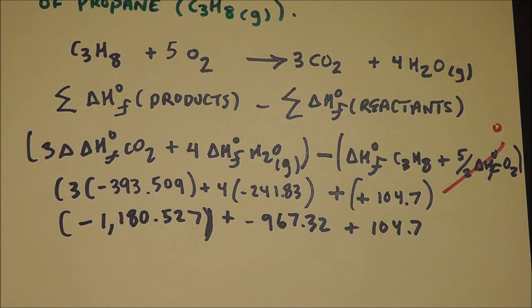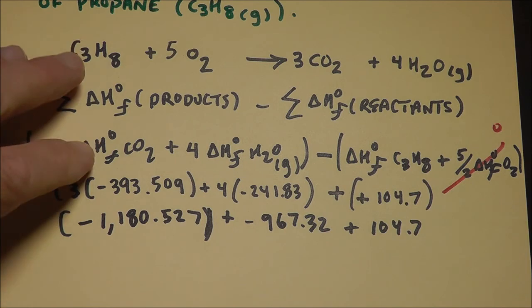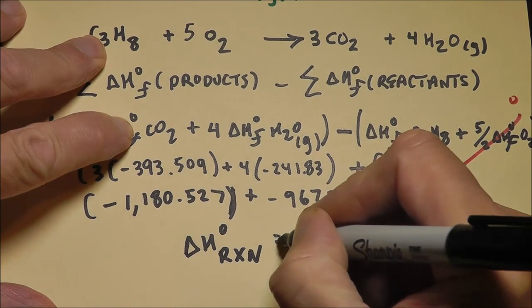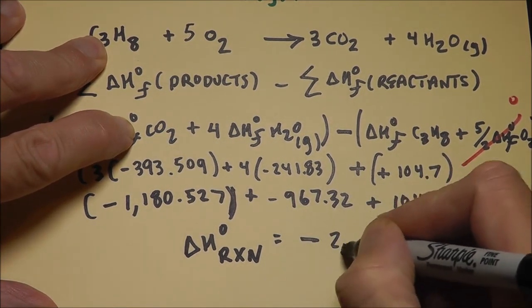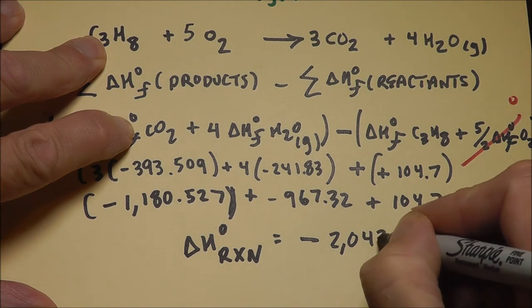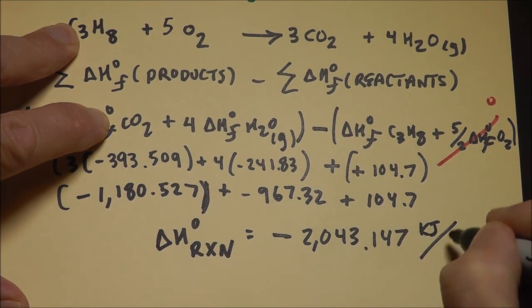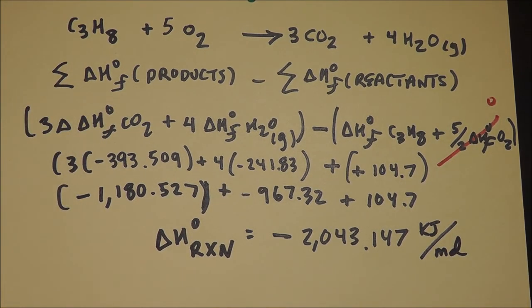Hey, look at that, negatives, plus a positive, plus 104.7. So let's crank out those three things. 1180.527 negative plus 967.32 negative plus 104.7 is a whole bunch of energy. Delta H of reaction, minus 2,043.147 kilojoules per mole. There is our answer, my friends.